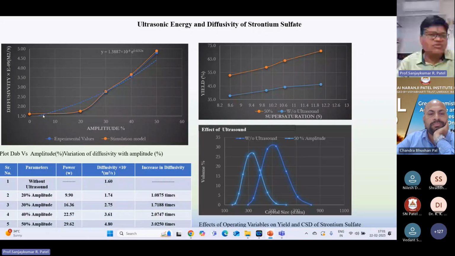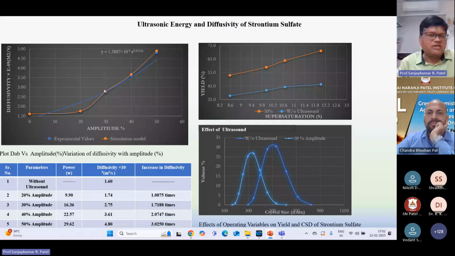You can see the plot. This blue line is generally the experimental values, and this is a simulated value. So we have simulated this diffusivity equation at the different ultrasonic energy, and we have seen that up to 30% of the amplitude more or less we are getting the same diffusivity.